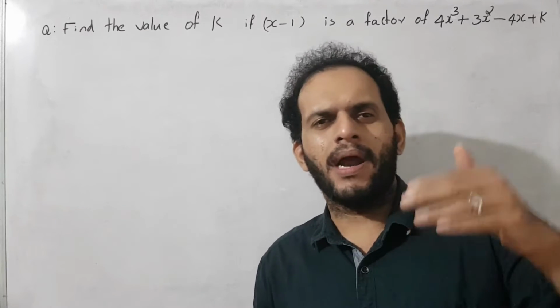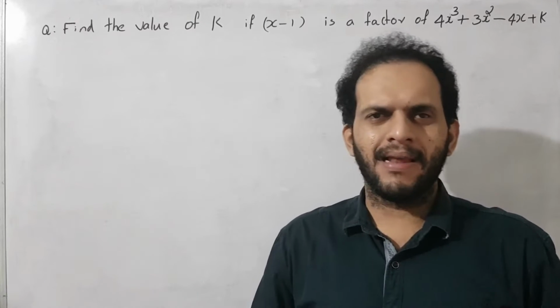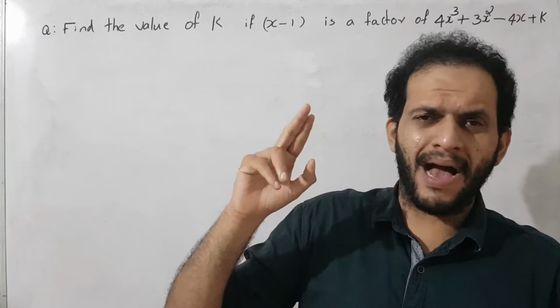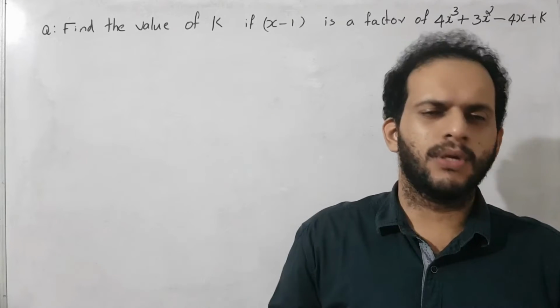Correct? We do the work based on the statement. Then we have one more idea in the case of the factor theorem. What is that? The second idea is saying this: if x minus a is a factor, then p of a is equal to 0.